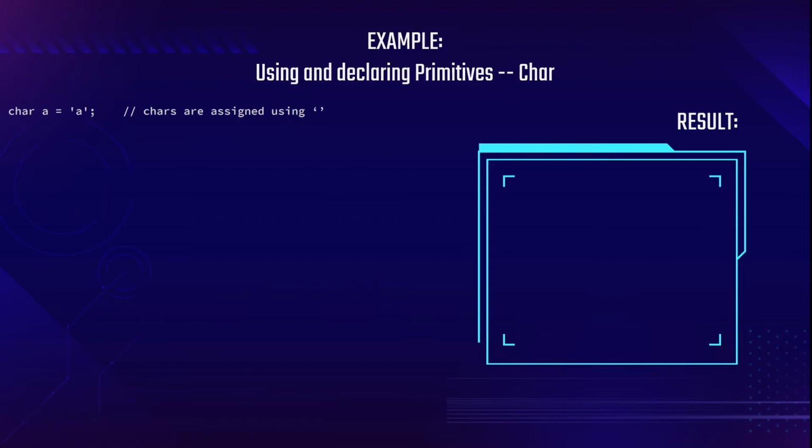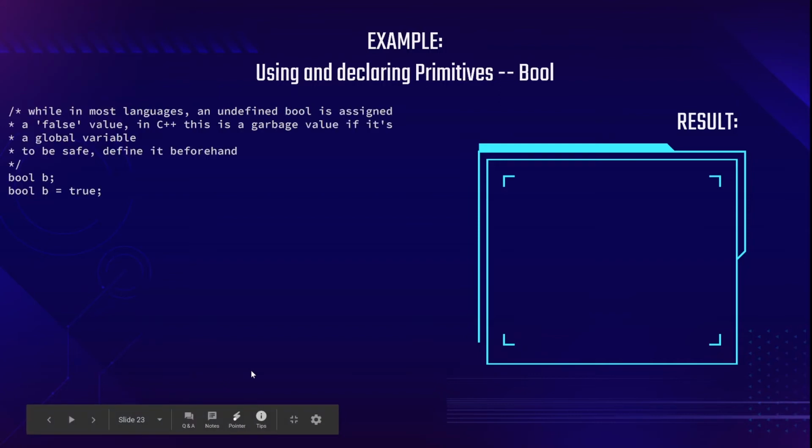So let's do a char primitive, right? We assign it by, again, using the single quotations. And we do next bool, or boolean.